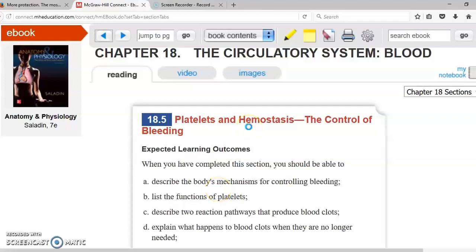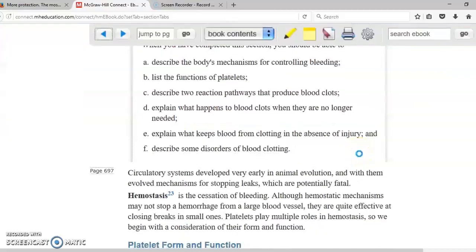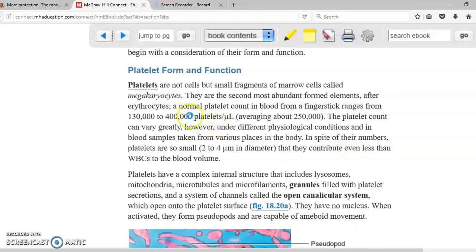Hemostasis is the process by which we stop bleeding. Platelets are part of hemostasis. Hemostasis has 3 steps, and platelets play a role, but it's only one of the steps in hemostasis. So let's take a look at the platelets.